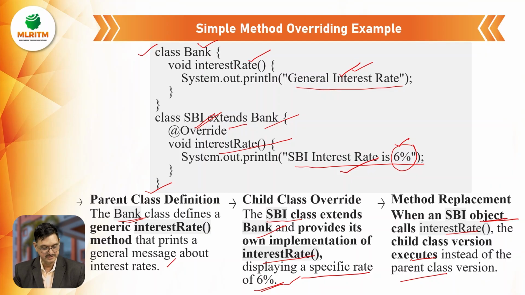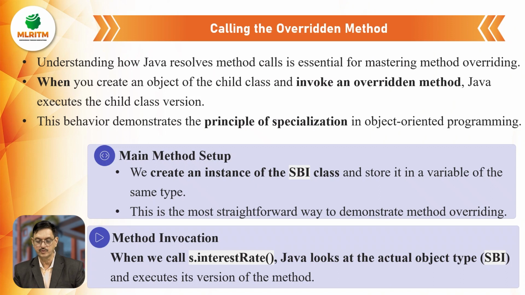that general interest rate. So in what way can we call the overriding methods? Once again we'll see how Java resolves method calls, whether it calls the parent version or the child version. It is essential for identifying the concept of method overloading or overriding in particular. When you create an object of the child class and invoke an overriding method, what is the meaning of an overriding method?